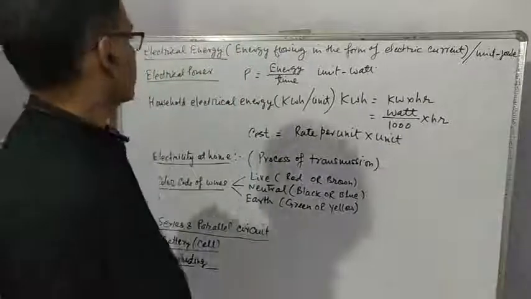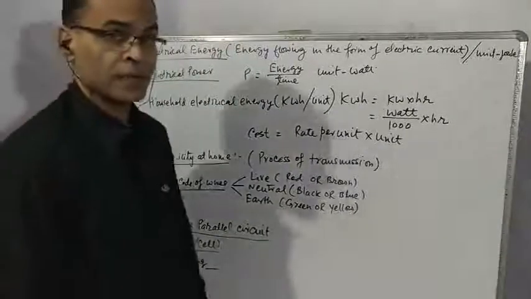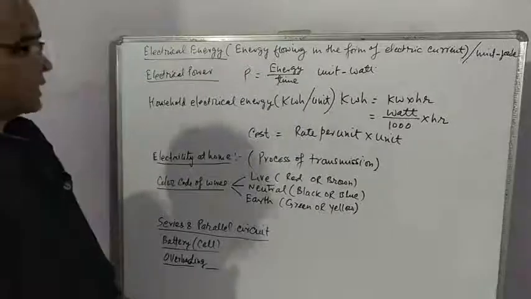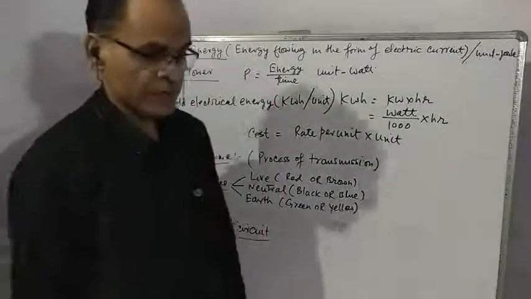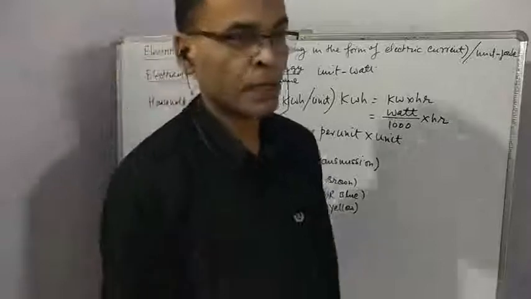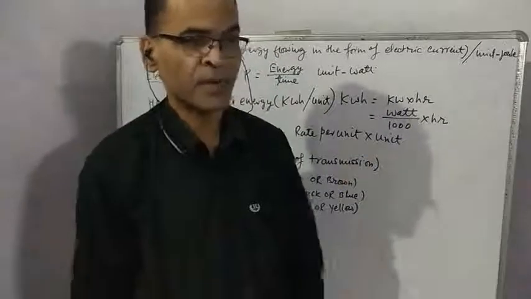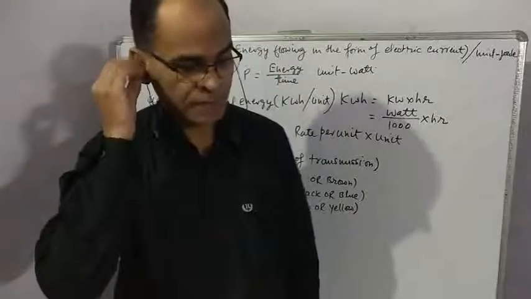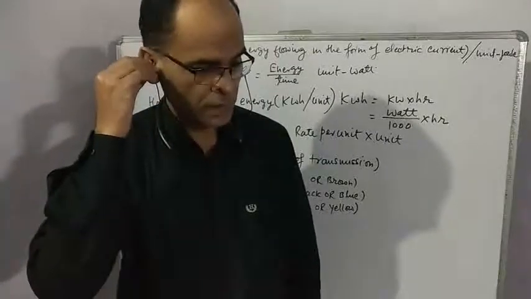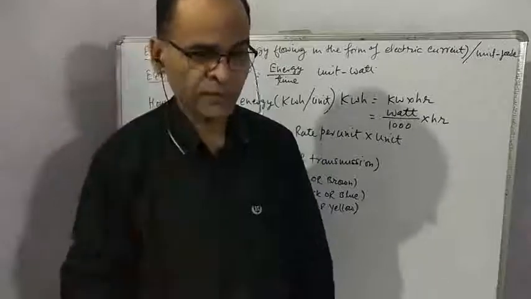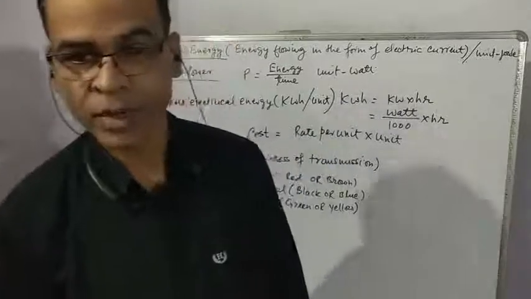Now we are starting the chapter on electrical energy. Energy is in different forms. We are very much familiar with this form of energy, that is electrical energy. The energy which flows in the form of electric current is called electrical energy.